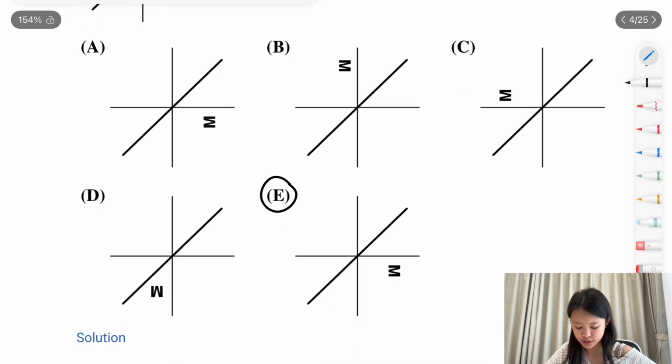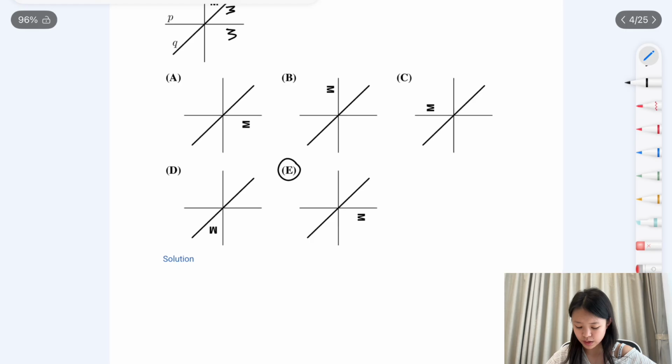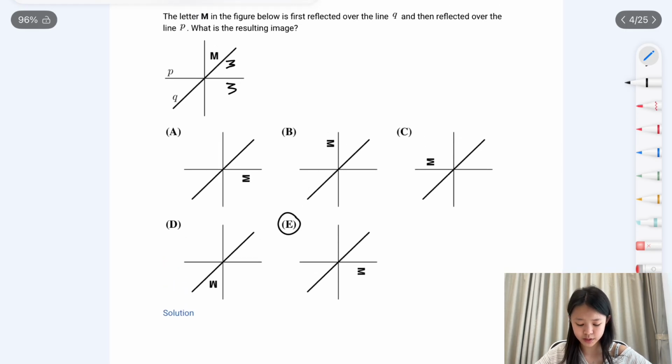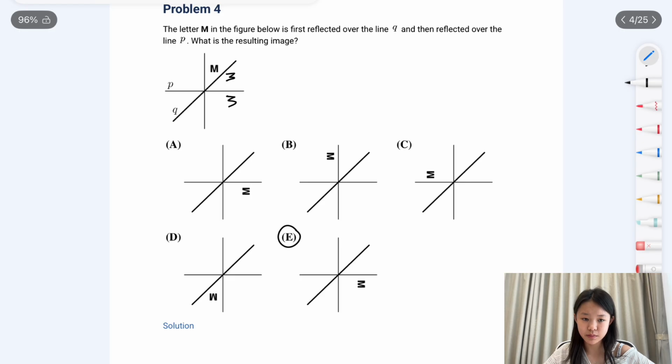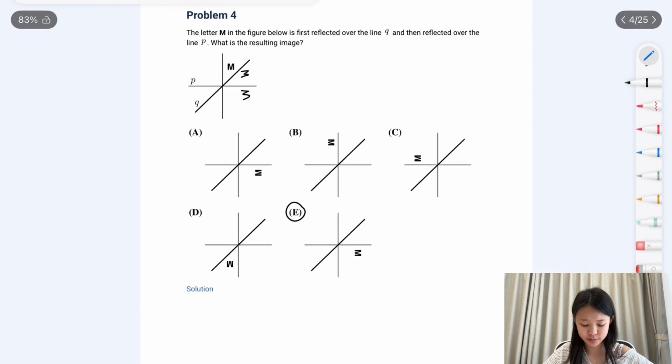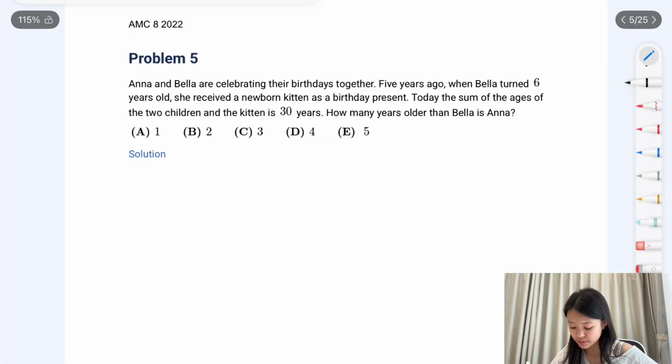So eventually the answer is E, and even without needing to know the direct orientation, you could kind of get it. So for this problem, it's mainly about understanding reflections of shapes, and once you know that, it's relatively simple. Okay, problem 5.